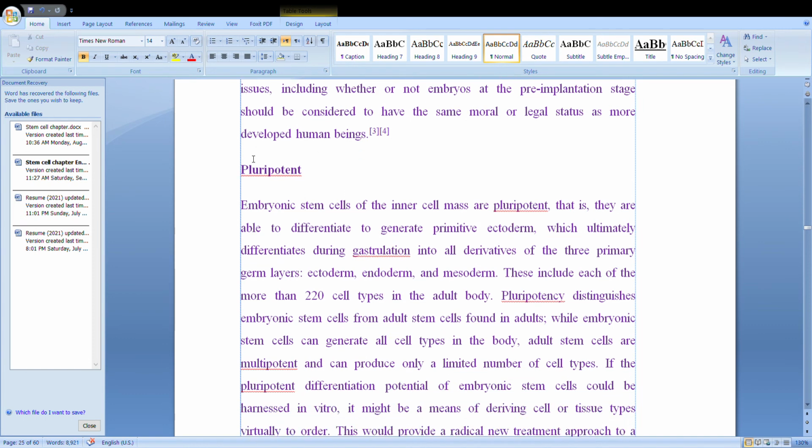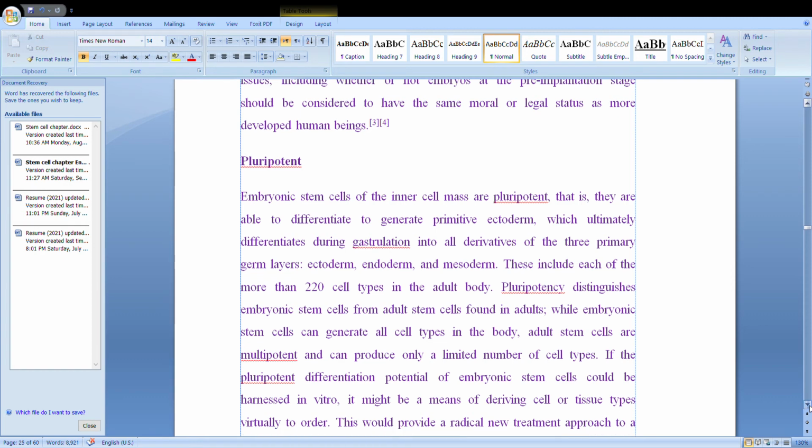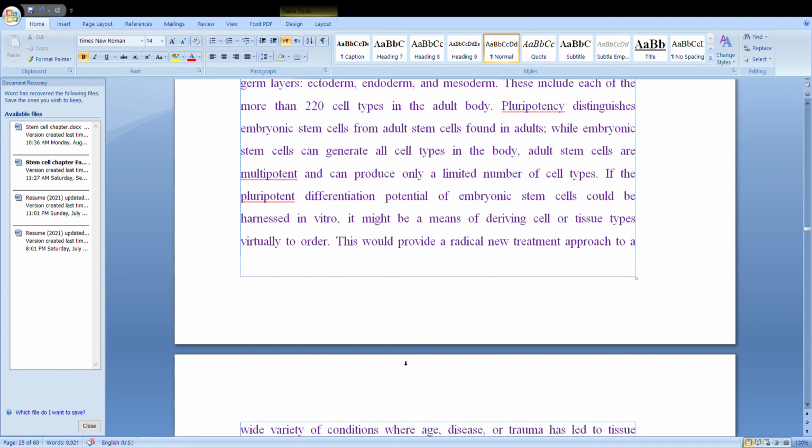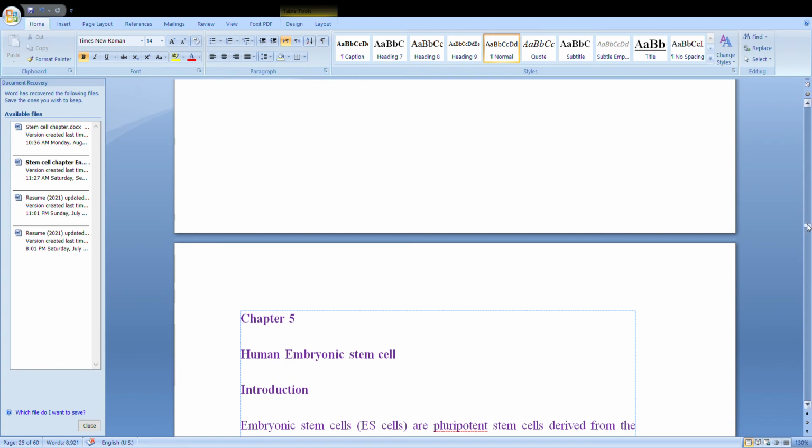It can be produced. Pluripotent also. Embryonic stem cells of the inner cell mass are pluripotent. That is, they are able to differentiate to generate primitive ectoderm, which ultimately differentiates during gastrulation into all derivatives. We can see this in the report, and they describe this here.